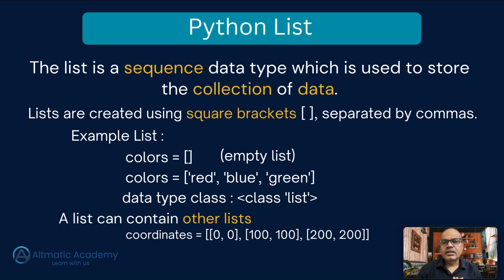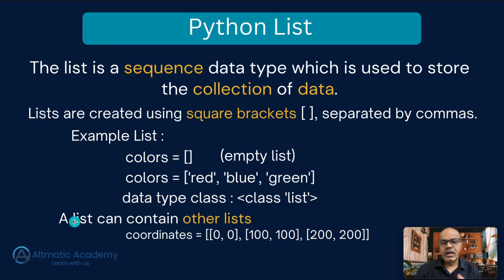The lists are created using square brackets. Whenever we have to create a list, we use the square brackets, and we separate each element of the list using a comma. So here, colors equals blank. I have not put any element here. This is known as the empty list. And if you see, I have used three elements, and these elements are the colors red, blue, and green. These are in single quotes because these are strings, and they are separated by commas, and I have used square brackets. So this is the colors list. And one most important thing about the list is that the list data type class is class list.